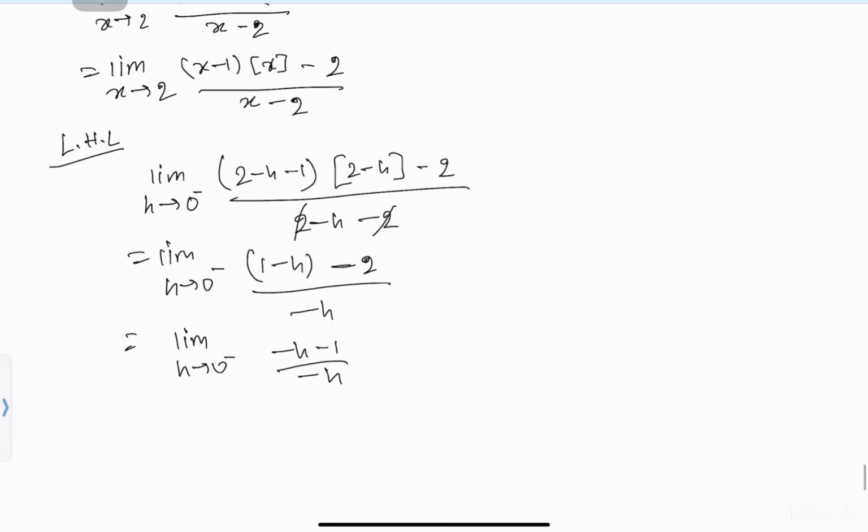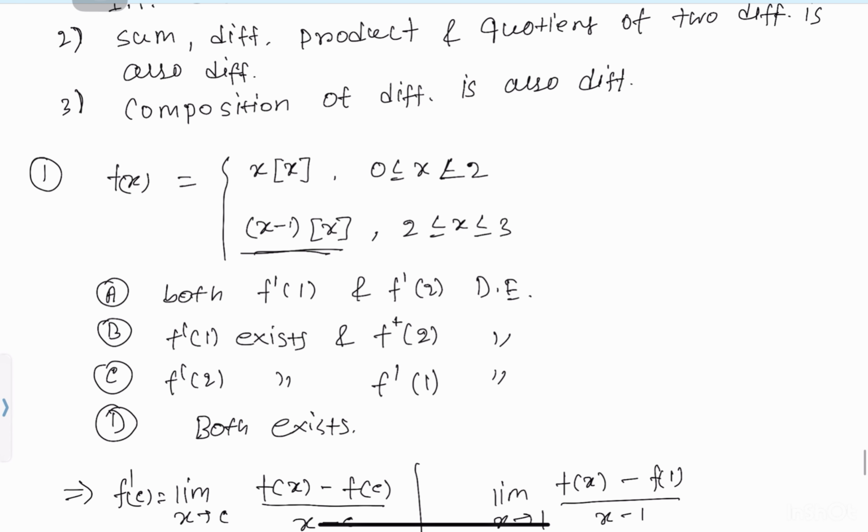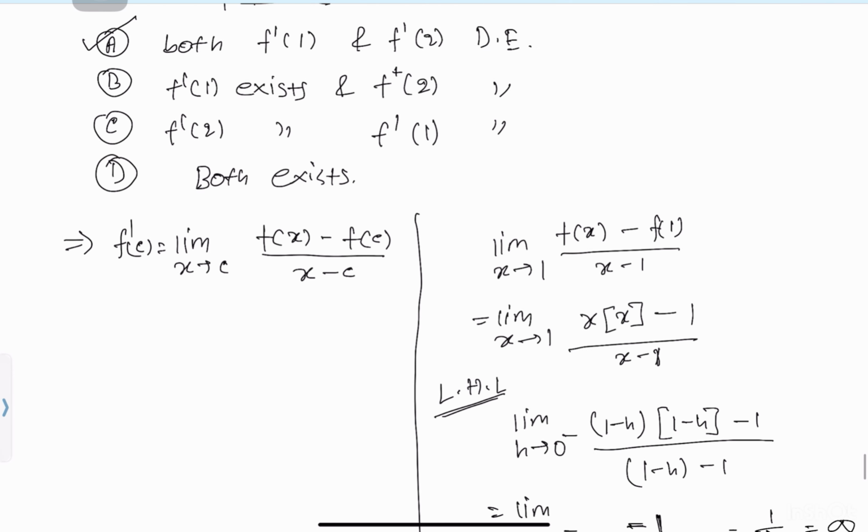This also does not exist. 1 by infinity, that means this is also infinity, so it does not exist. That means the function is not differentiable at x equal to 1 and also not differentiable at x equal to 2. That means this option is correct. Clear?